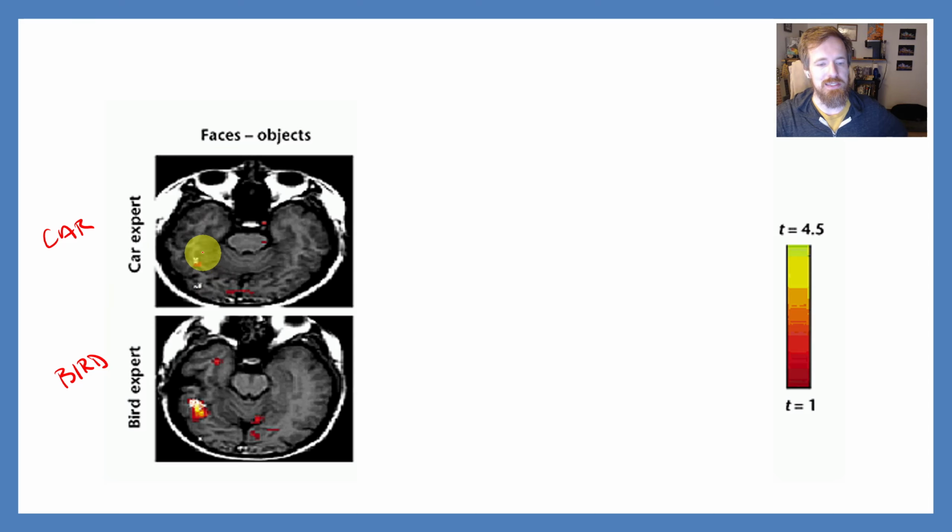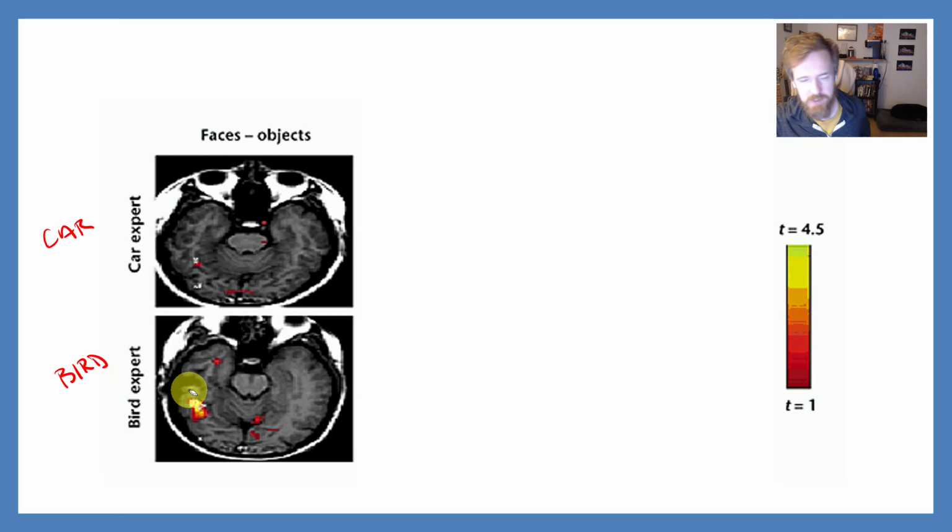In this case, we see a little bit of activation over here for the car experts, whenever we subtract objects from face activation. But for birds, we see it's a little bit more robust here. They only used 5 people in these scans, which is crazy, that they had such a small sample size, and we're still able to get some signal from that.